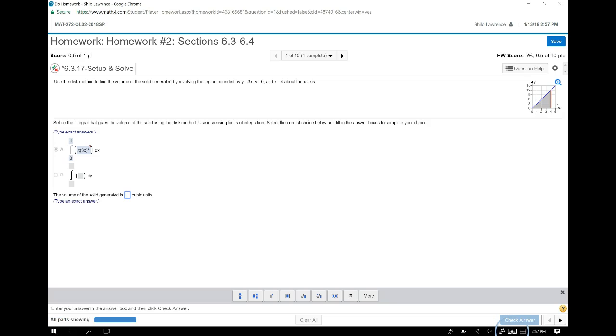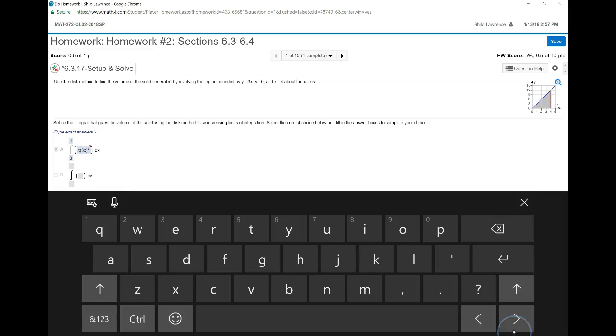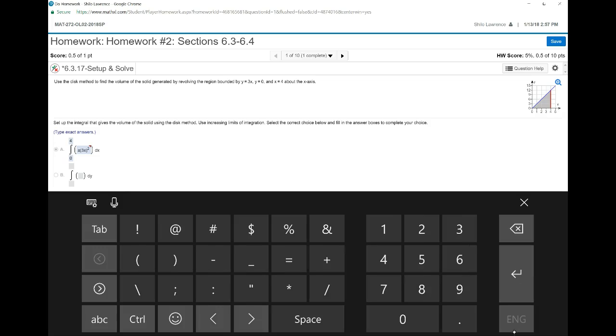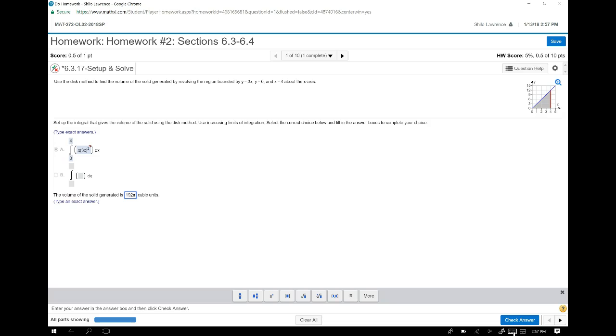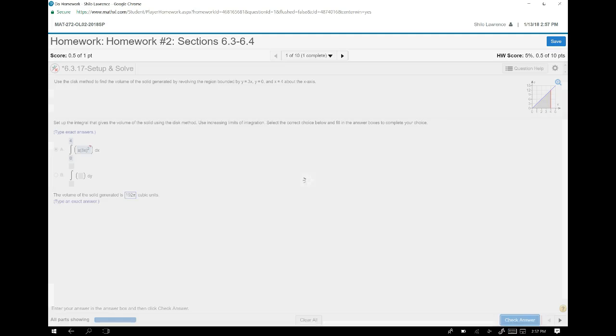So let's see here. I believe 9x squared is going to turn into 3x cubed. From 0 to 4 is going to be 4 cubed. It's going to be 64 times 3, 192 pi. So that part I got right, but I'm only getting half credit for this problem.